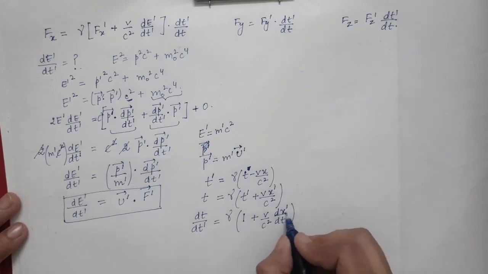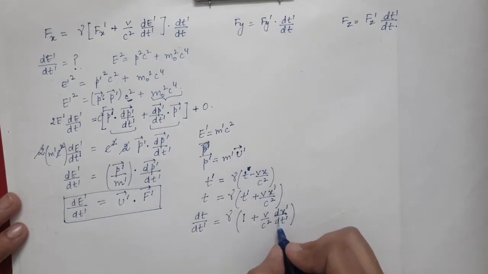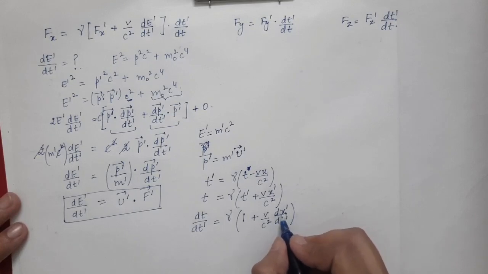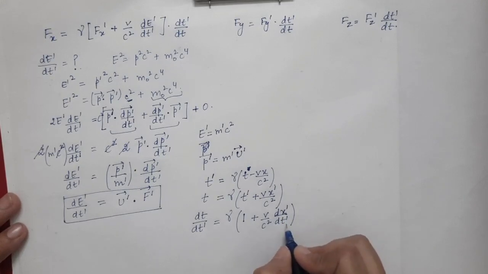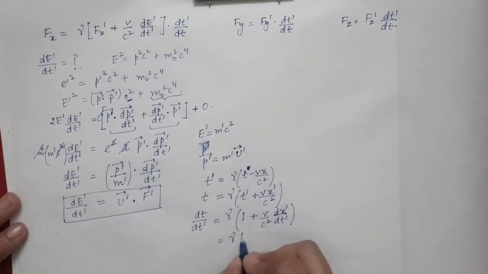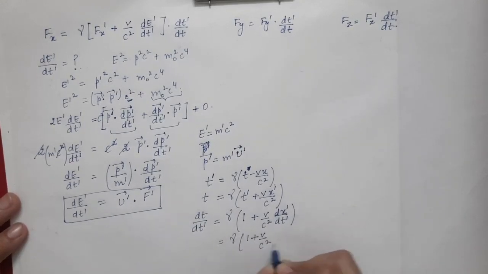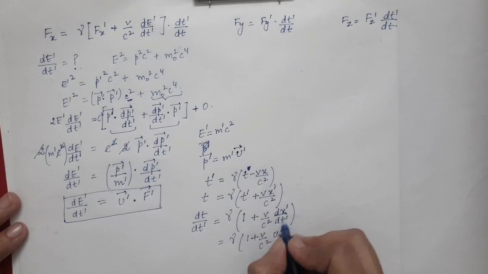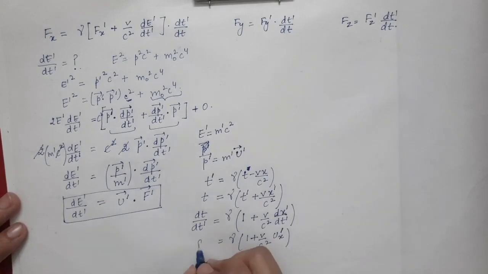Now over here, this dx'/dt', the derivative of position with respect to time, is nothing but velocity. Here x' is the coordinate in the S' frame and t' is the time parameter in the S' frame. So dx'/dt' will be nothing but the x component of the velocity in the S' frame. So this will be equal to γ(1 + v ux'/c²). So dx'/dt' will be ux'.